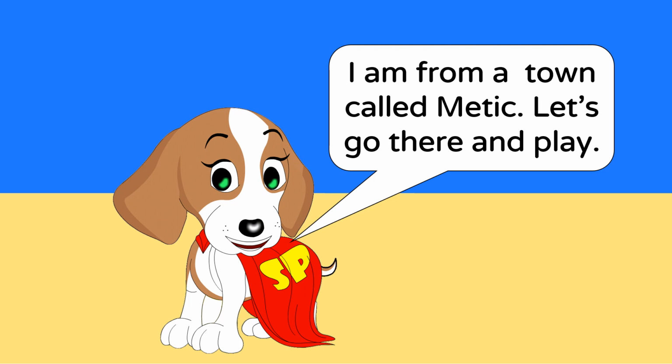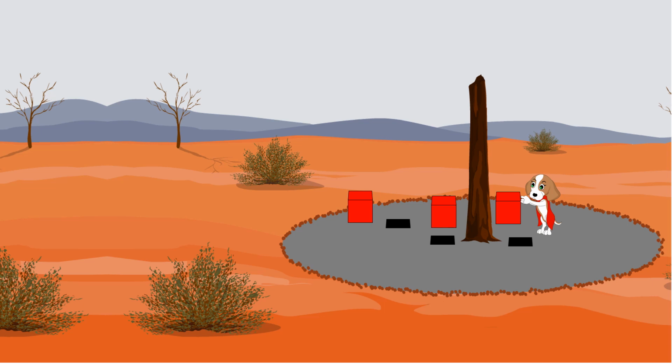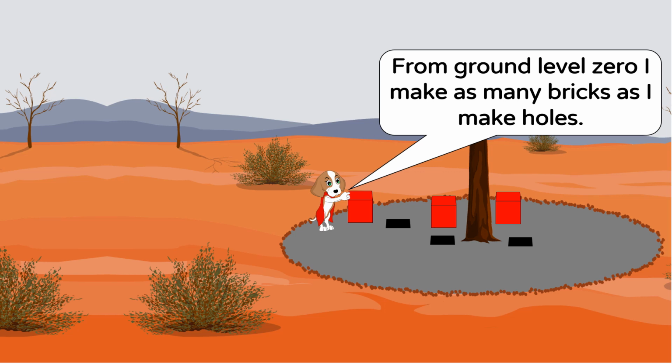Here's Podo. I am from a town called Metik. Let's go there and play. So from ground level 0, I make equal numbers of bricks and holes. And then you can see there are 3 holes and there are 3 bricks. For every hole, there is a brick. From ground level 0, I make as many bricks as I make holes.